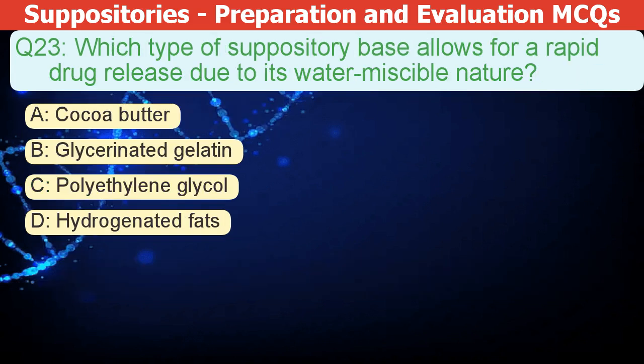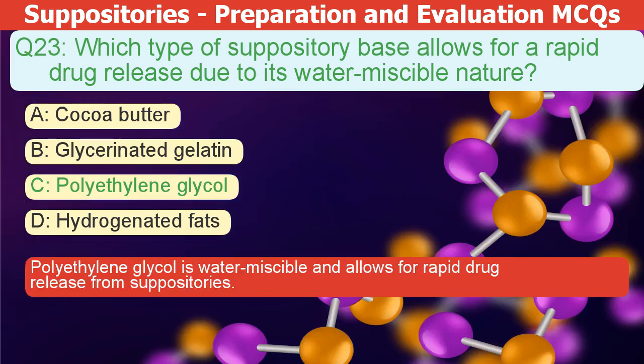Which type of suppository base allows for rapid drug release due to its water-miscible nature? A. Cocoa butter. B. Glycerinated gelatin. C. Polyethylene glycol. D. Hydrogenated fats. The correct answer is C. Polyethylene glycol is water miscible and allows for rapid drug release from suppositories.